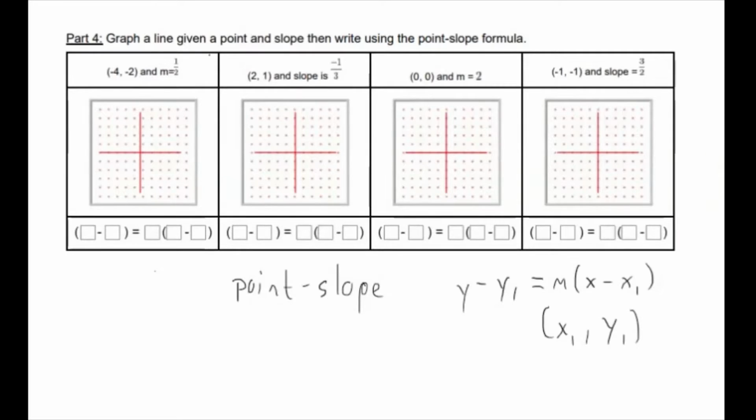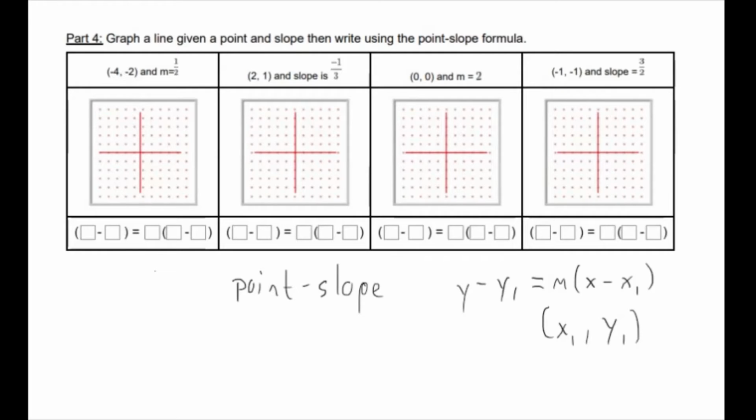In this video, we're going to practice graphing a line given a point and slope using the point-slope formula. The point-slope formula is given as y minus y1 is equal to m times parentheses x minus x1 end parentheses. y1 and x1 in this case come from a given ordered pair on the line, x1 comma y1. For these four examples, let's practice.